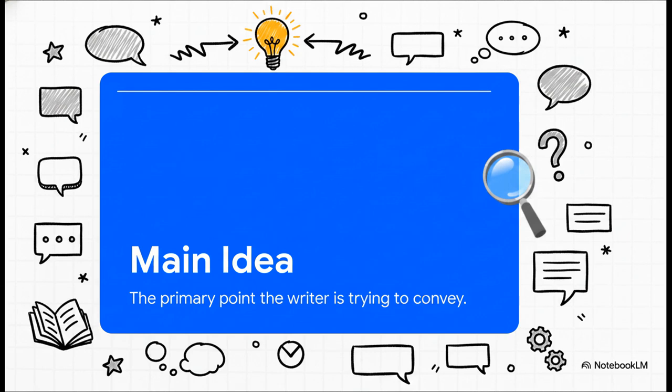Right on top of that, the next piece is the main idea. If the topic is just the general subject, the main idea is what the writer actually wants you to know about that subject. It is the primary point, the core message, really the thesis of the text. It's the absolute most important takeaway the author is trying to get across to you.